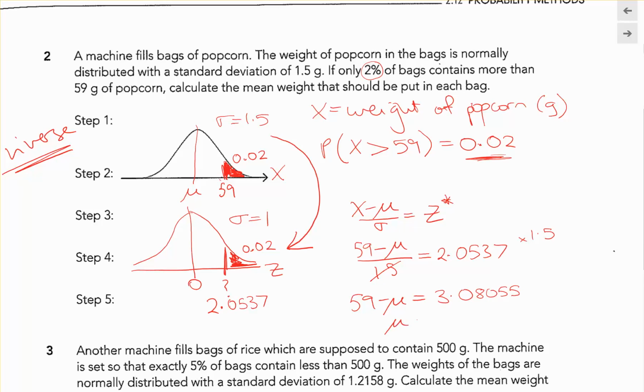You can use Solver anytime you like. I can also see that mu is the difference between the 59 and the 3. 59 minus something equals 3, so it's going to be about 56 point something. And working that out on a calculator, 55.9 grams is your mean. Right, there are some more questions there you can try.